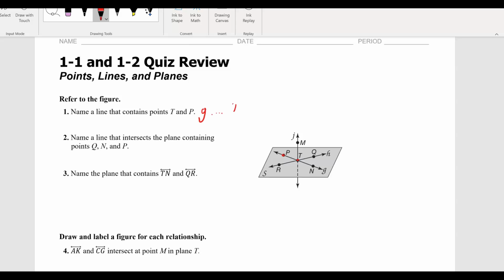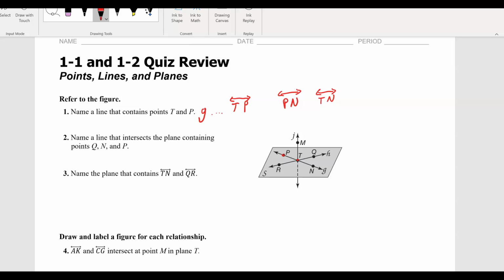Alternate ways to name it, real simple way: if I know that those two points live on the line, it could definitely be line TP. N is also on the same line. They are all collinear, so we could use PN. We could use TN. All of these would be ways to name that line. I think the easiest way to do it would just be called line g. Remember, those lowercase script letters represent the lines.